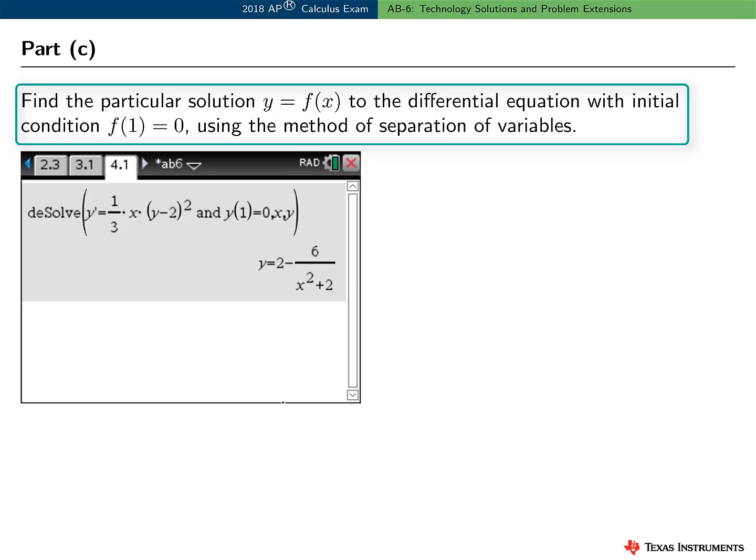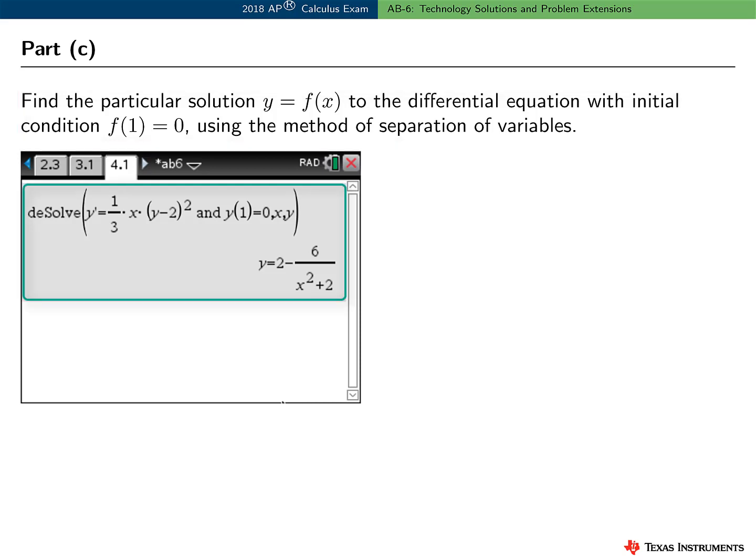In Part C, we need to find the particular solution to the differential equation with initial condition f of 1 equals 0. Now, without technology, we would use the method of separation of variables.